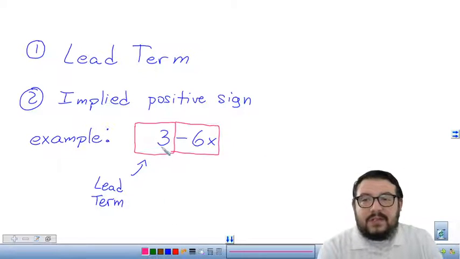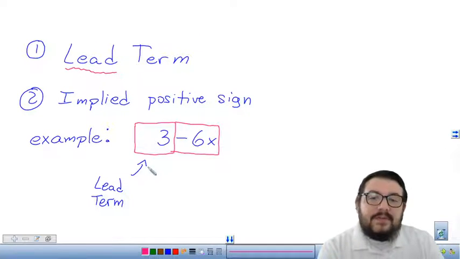And right here I have an expression that has two terms. Look, I put a box around the first term until I saw my minus sign, and then I have a box around my second term. Well, in this video we're going to define what the lead term is. The lead term is very simple. It's the term in the front. So whatever expression you have, the first term is called the lead term.